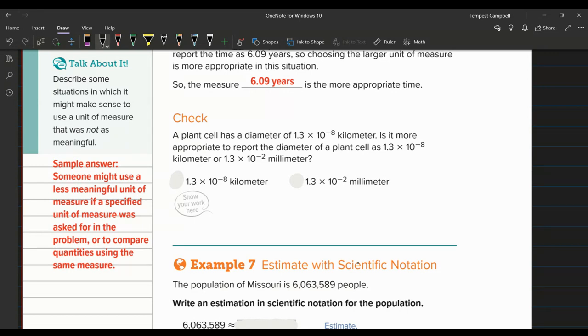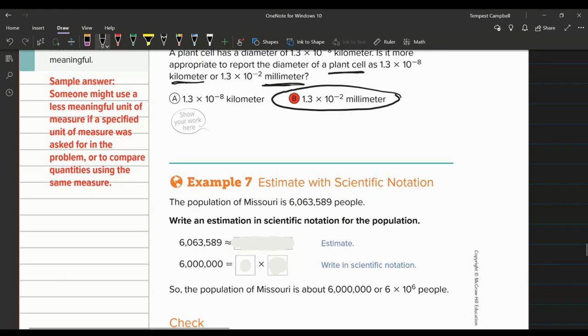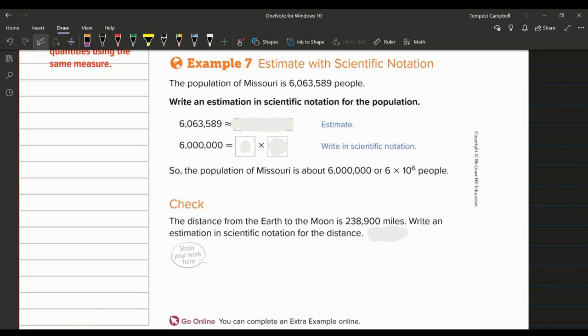A plant cell has a diameter of 1.3 times 10 to the power of negative 8 kilometers. Is it more appropriate to report the diameter of a plant cell as 1.3 times 10 to the negative 8 kilometer, or 1.3 times 10 to the negative 2 millimeter? So we're talking about a plant cell, and then they talk about kilometers or millimeters. Which one's smaller? Our millimeters are smaller.